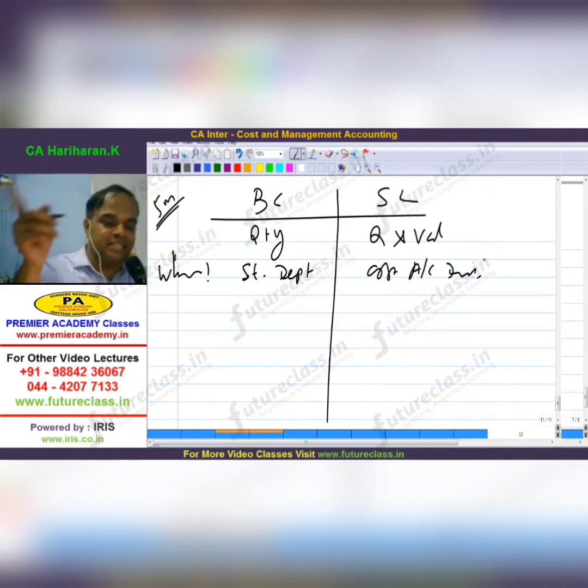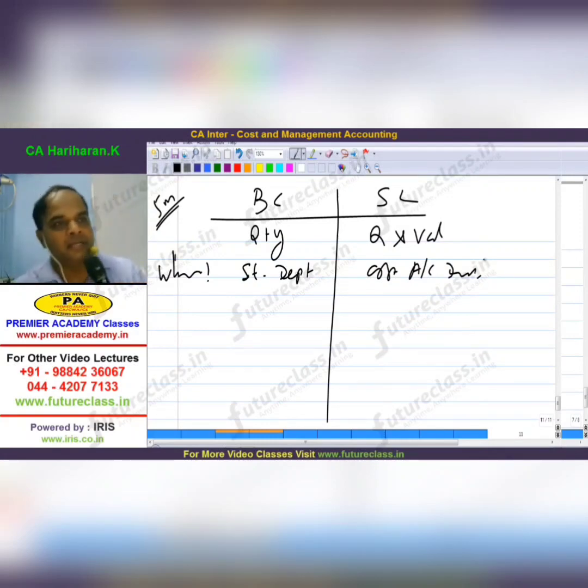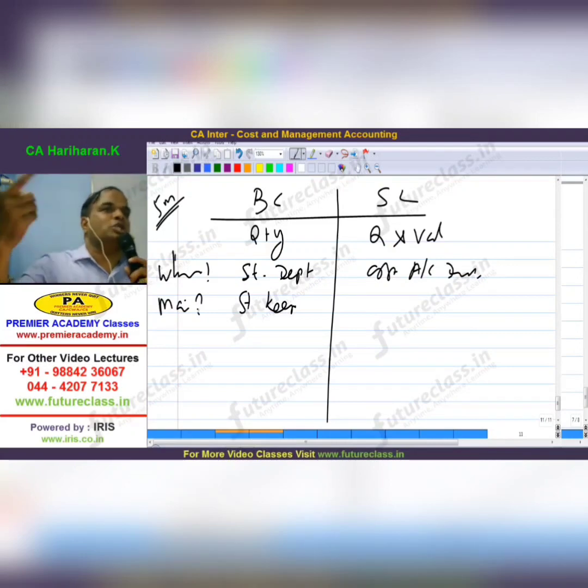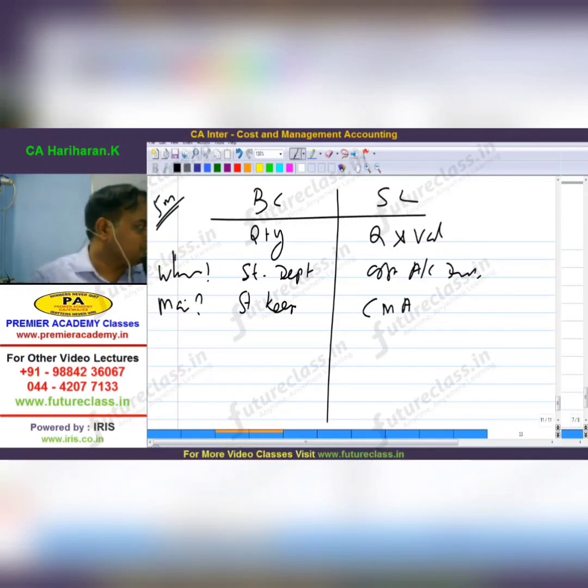If the bin card is there in the stores department, who has to maintain it? The storekeeper has to maintain the same. Whereas the stores ledger, if it is there in the cost accounting department, who has to maintain it? The cost accountant has to maintain the same.